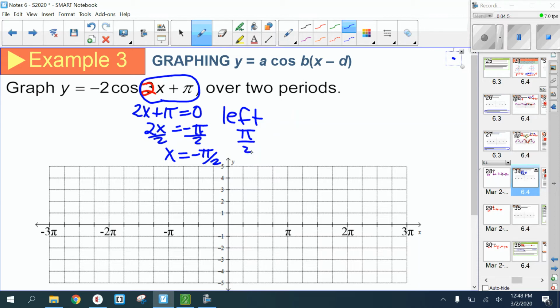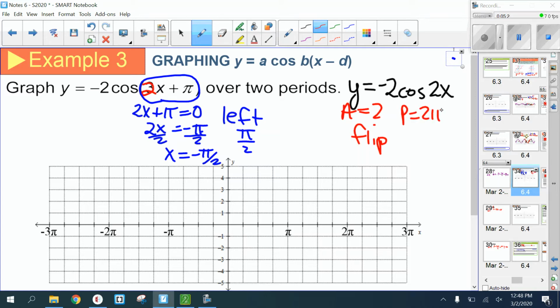Okay, we're shifting this thing left pi over 2, so ignore the shifting for a second. And the equation would be y equals negative cosine 2x. I leave the 2 in there, and that's gonna help me find the period. I need that 2 to find the period. You can see the amplitude is 2 with a flip, and the period is going to be 2 pi over 2, which is pi. All right. So we've got a cosine graph. It's got an amplitude 2 with a flip and a period of pi. It's going to be shifted to the left pi over 2, but we'll worry about that at the end.